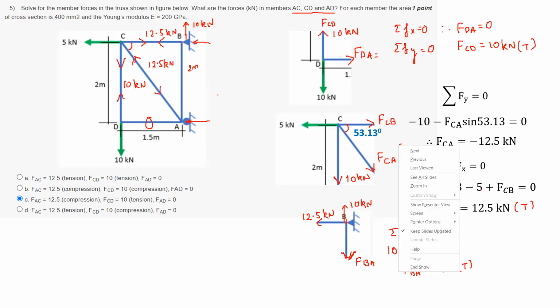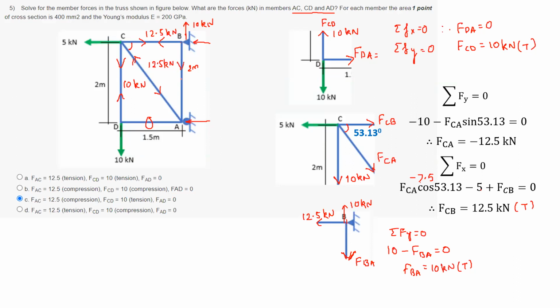We required these forces, and therefore we have calculated all of them. These are known as P forces, the forces due to external loads. You have already studied this in Mechanics of Structures, unit number 6. So AC is compression 12.5, then CD is tensile 10, and FAD is 0.